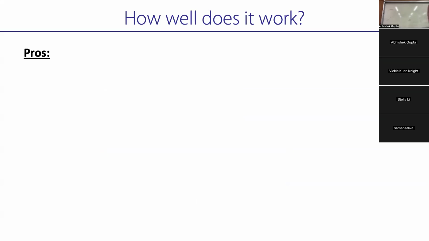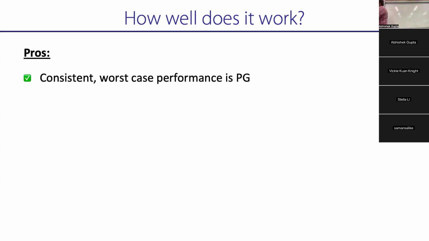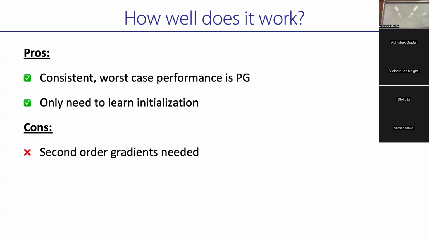And so the nice part about it is that it's consistent and it ensures that you keep getting better. You only need to learn an initialization and maybe some scaling parameters. The con is that you need a second order gradient. You have to backprop through gradient descent. And you potentially have a less expressive update because the only thing you're tweaking is an initialization.